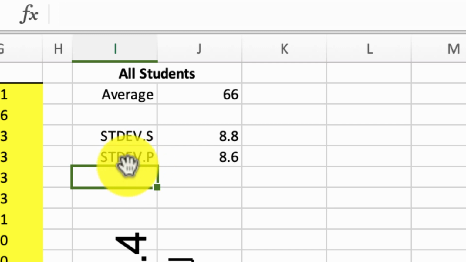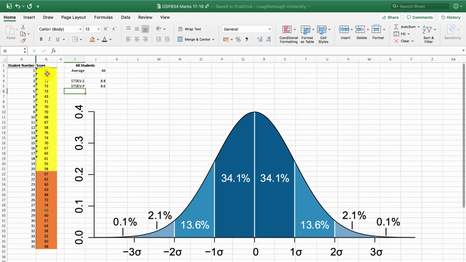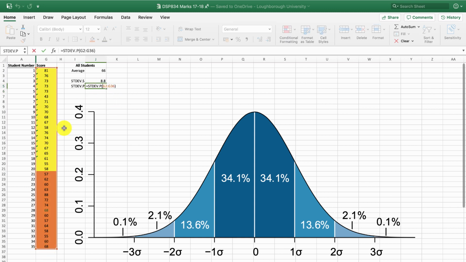STDEV.P, the P stands for population, which is everyone. So this is our data here. I want to calculate standard deviation of this. It's all the students, so I can click on here. You can see it's highlighting everything. So that's the standard deviation of the entire population.